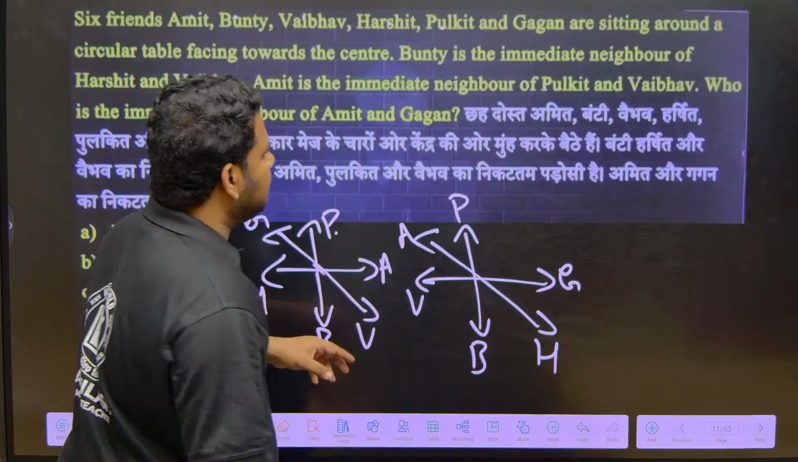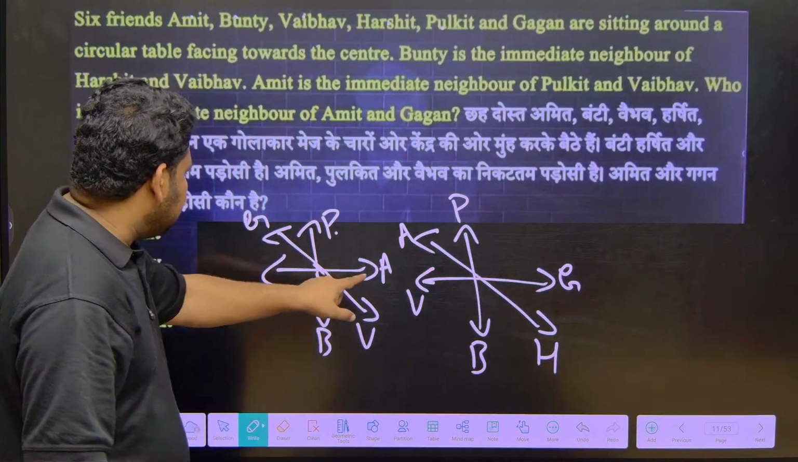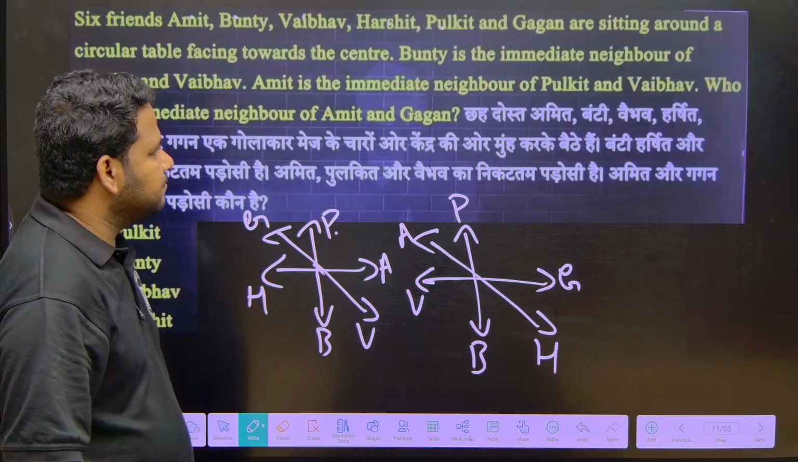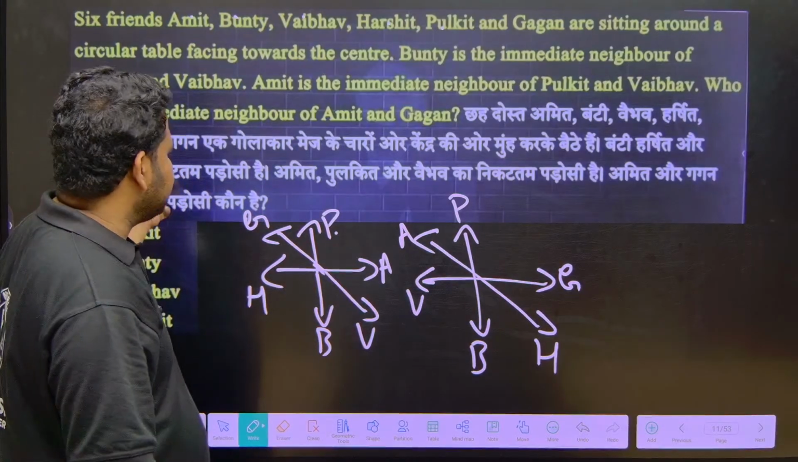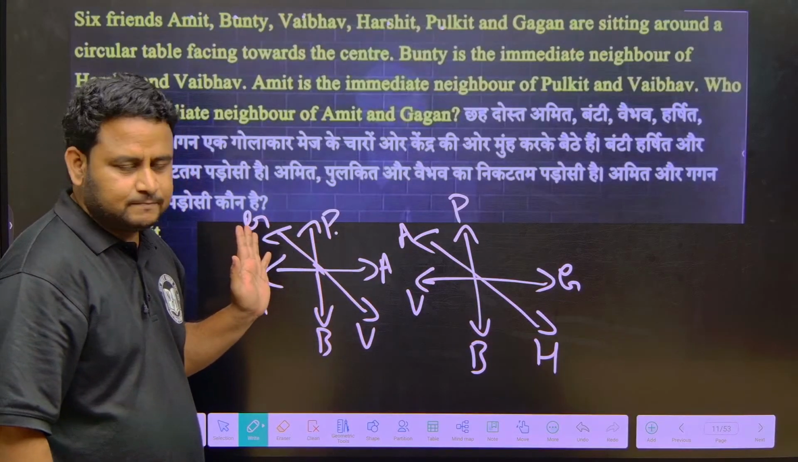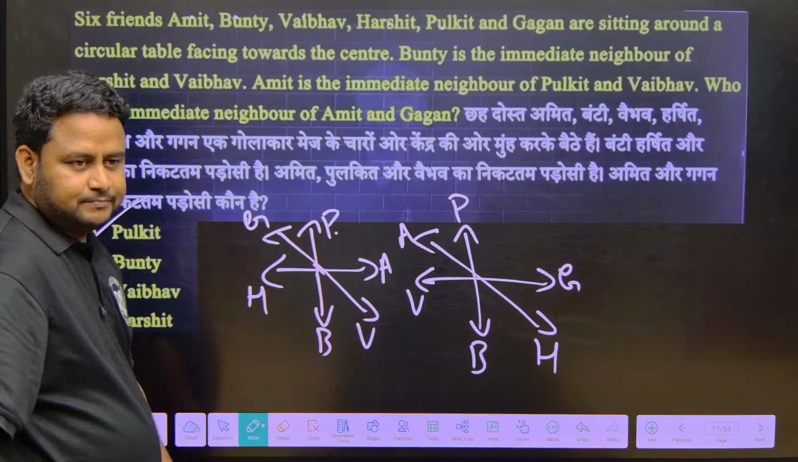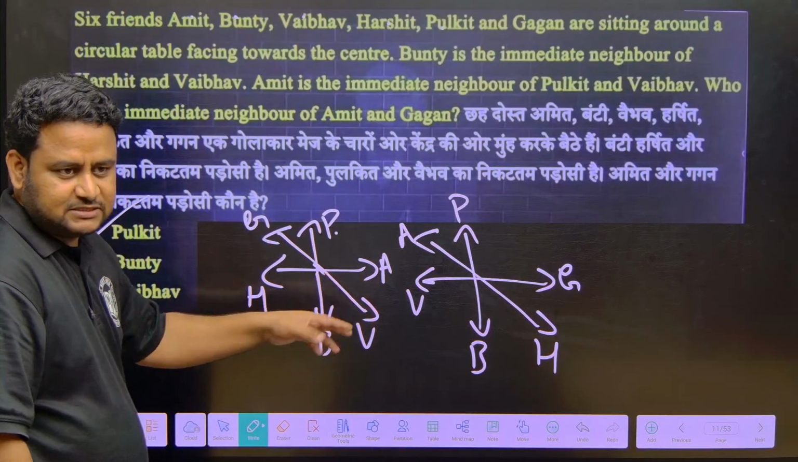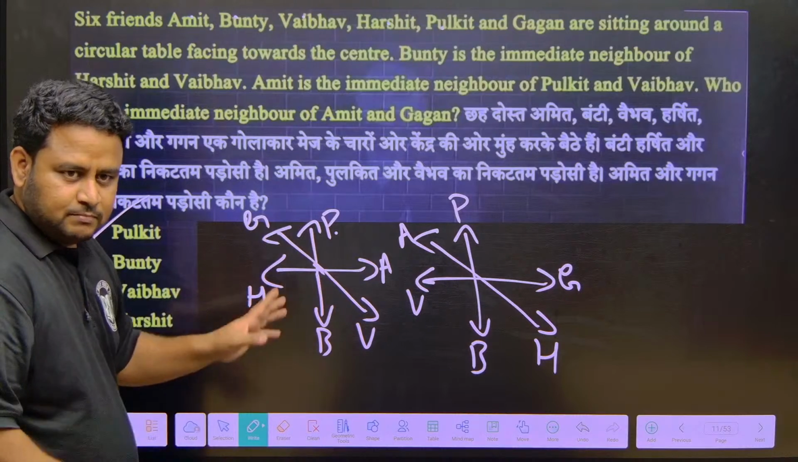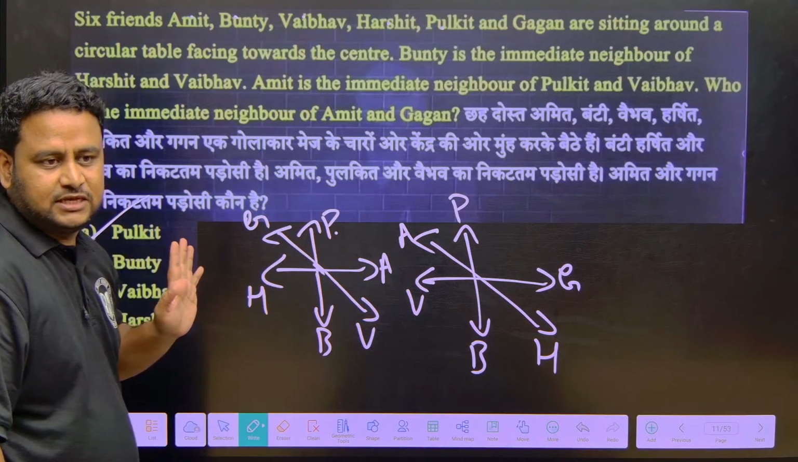Okay, done. Now who is the immediate neighbor of Amit and Gagan? It is Pulkit. Both the arrangements are getting satisfied, correct? So it is Pulkit only. Sometimes it may get satisfied, but in most cases it won't. For your safety, take two possibilities. Then only you will get it correct.